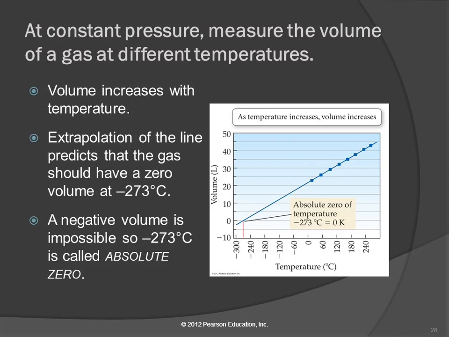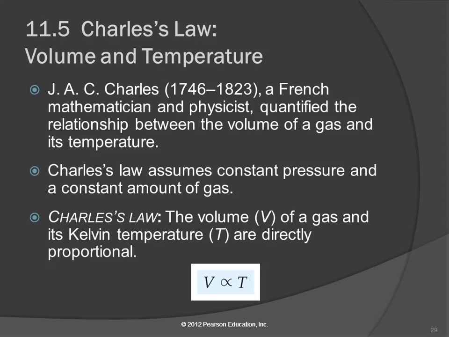No, it isn't. You can turn something inside out, but it still doesn't have a negative volume, right? You can't have a negative volume. So this is the theoretical lowest possible temperature. It's called absolute zero. And this was the basis for the Kelvin scale of temperature. The lowest possible temperature, minus 273 degrees Celsius.